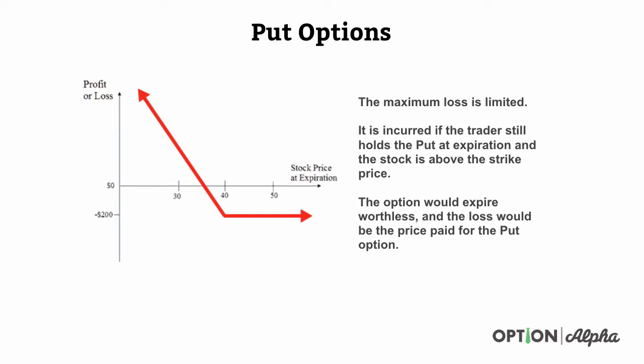The maximum loss, again, with long options is limited. It is incurred if the trader is still holding the put option at expiration and the stock is above the strike price. Okay, in this case, the option would expire worthless and the loss would be the price paid for the put option. Now, as opposed to our home builder example, in this case with an option contract, you are not required to sell the shares.